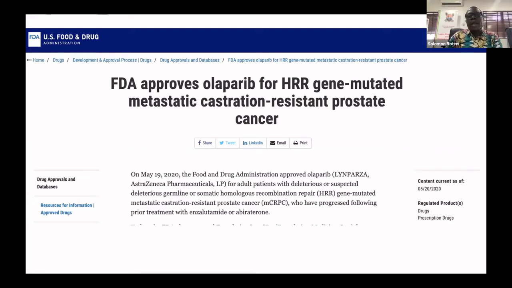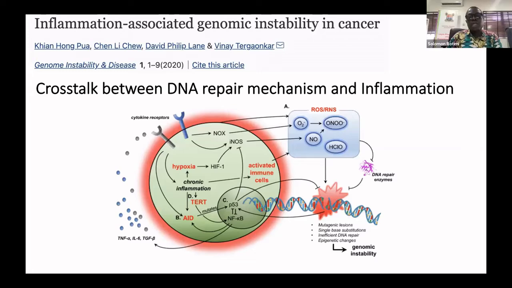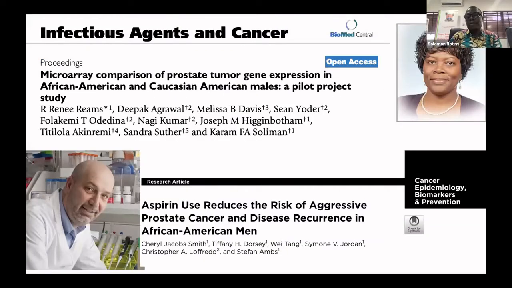Another consequence of this type of mutation in tumor is that it's also linked to inflammation. The foundation for the role of inflammation in driving the racial disparity in prostate cancer was laid by the work done by Dr. René Rims, and that was then built on by Stephen Arms, which clearly showed that African Americans who take aspirin very often have reduced prostate cancer aggression.